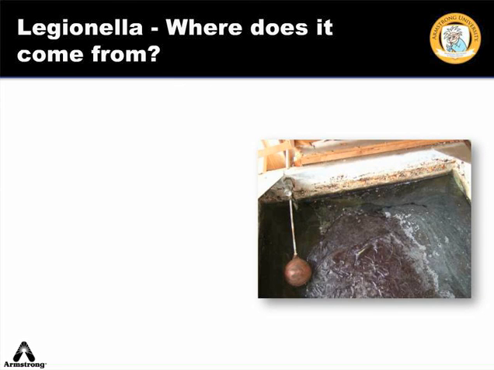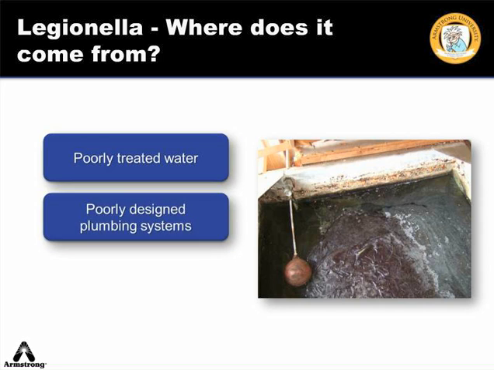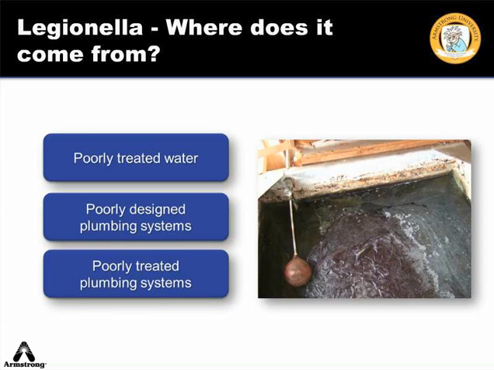Where does Legionella come from? It may exist in poorly treated water. Typically, city water is treated with small amounts of chlorine. Poorly designed plumbing systems are the prime location where Legionella can colonize and develop megadoses of the bacteria, which may then potentially be exposed to people. And poorly treated plumbing systems.